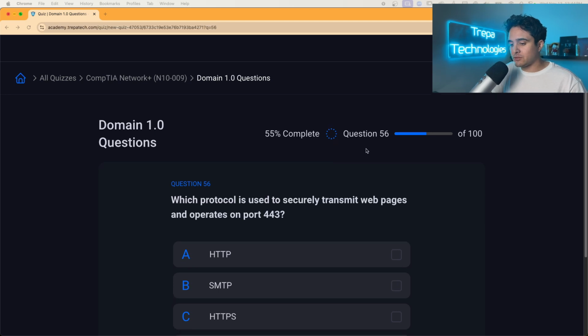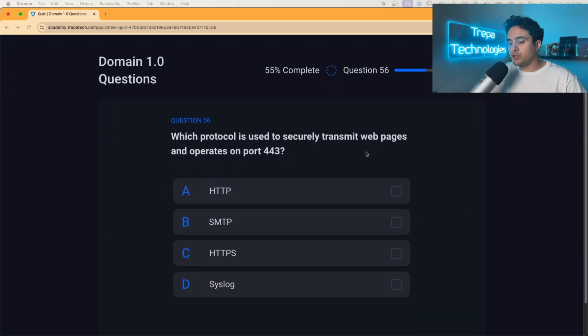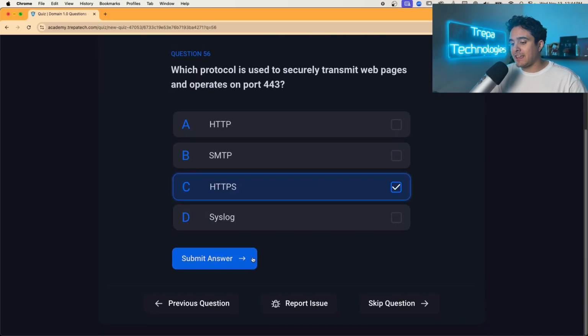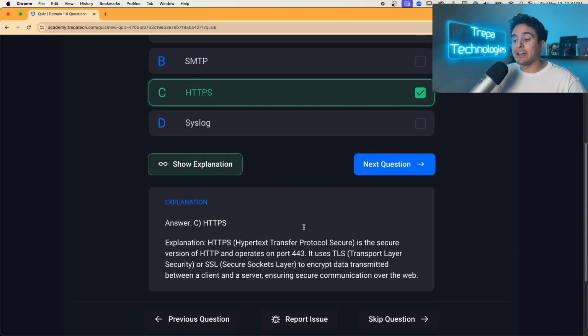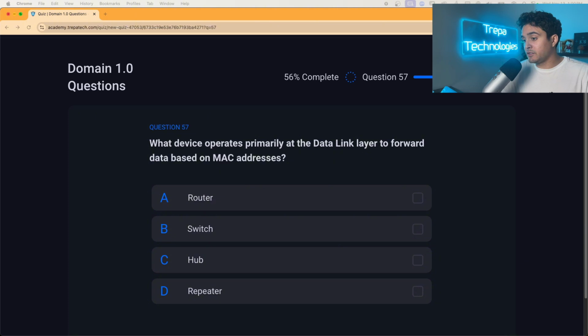Question 56. Which protocol is used to securely transmit web pages and operates on port 443? So that's the Hypertext Transfer Protocol, secure, which has TLS on top of it that's going to do our data in transit encryption. So that is HTTPS. HTTP being port 80, right? The unsecure version.